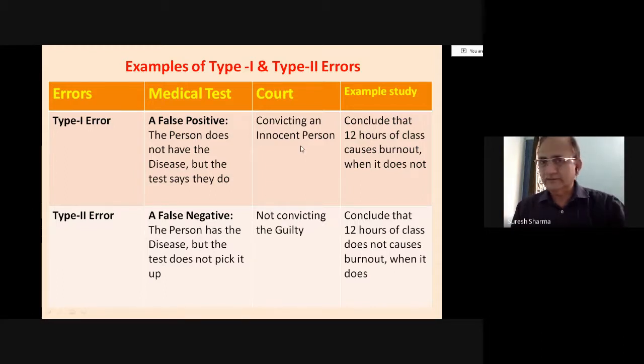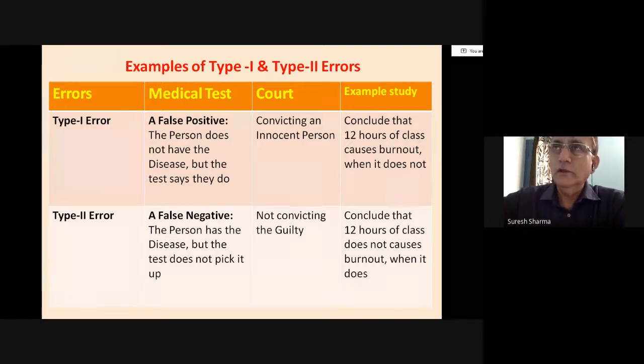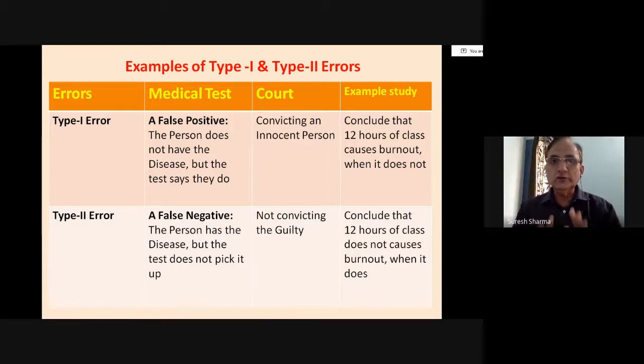Look at the court examples. Convicting an innocent person. The person hasn't done any crime, but he has been convicted by the court. So it is a wrong decision. Now look at type 2 error, not convicting the guilty. The person has done a crime, but the judge has let him go. He was a criminal and he may kill a lot of other people. So it is a very serious error, right? Not convicting the guilty is type 2 error, which is again a very, very serious error. So these are the two types of errors we have to minimize as far as statistical decisions are concerned.